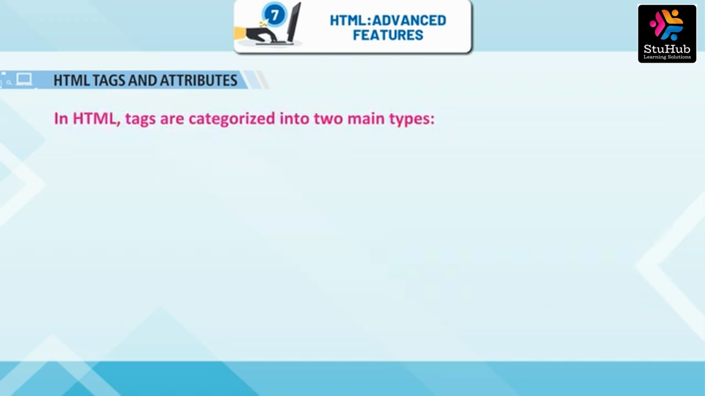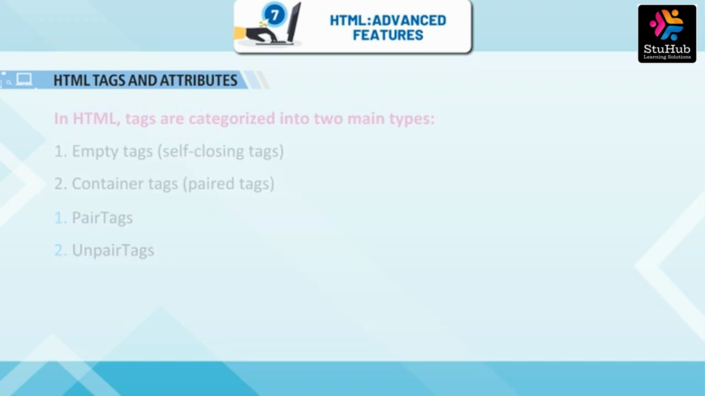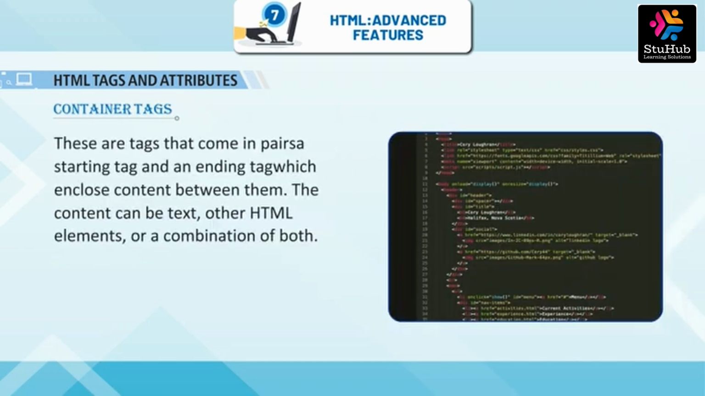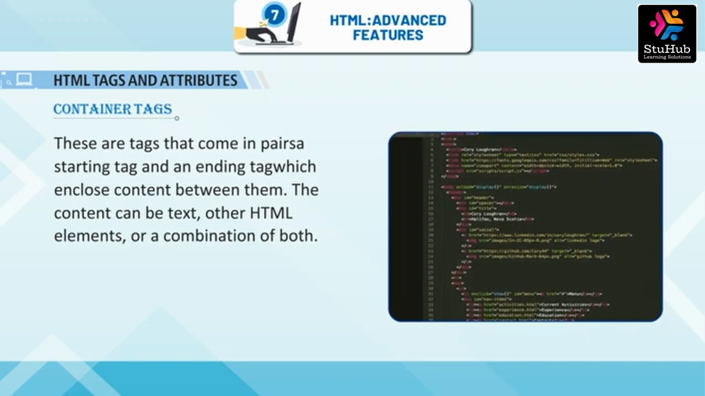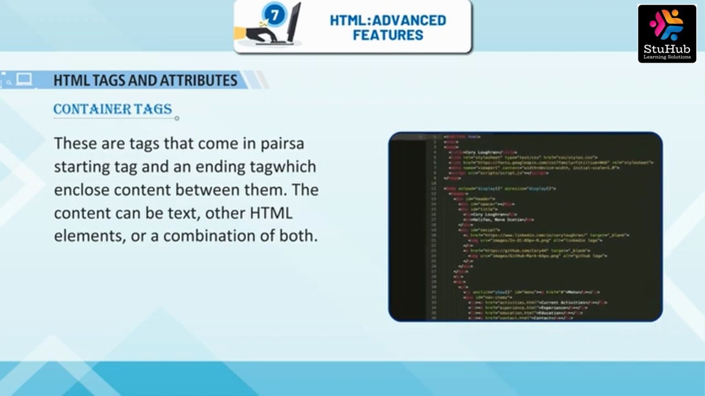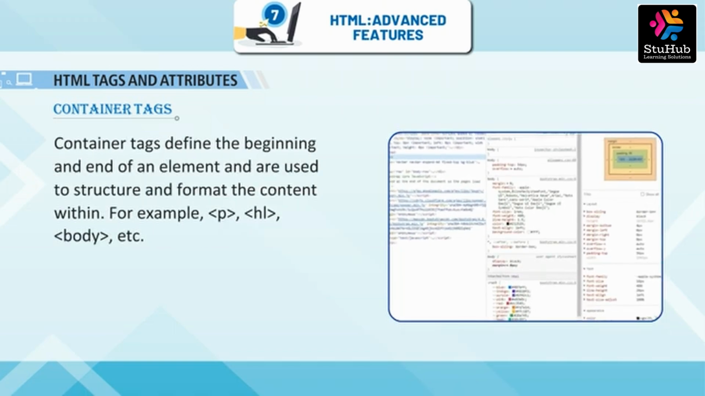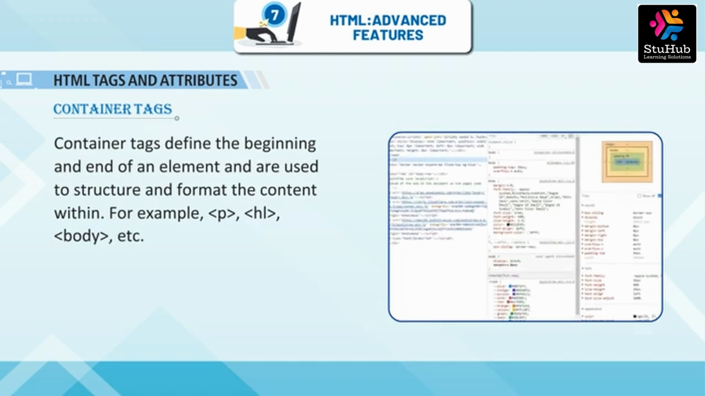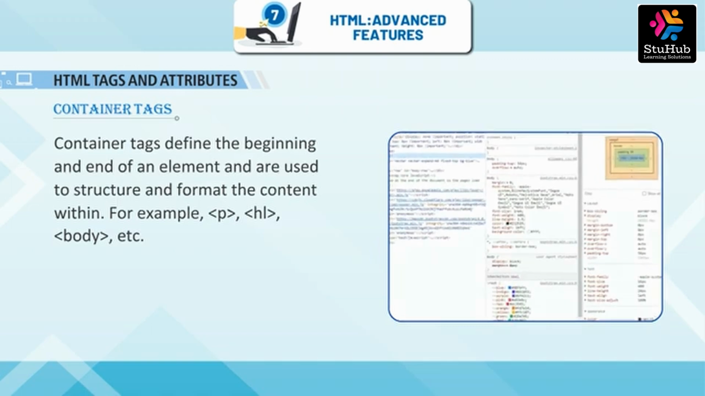In HTML, tags are categorized into two main types. 1. Empty tags, self-closing tags. 2. Container tags, paired tags. 1. Pair tags. 2. Unpaired tags. Container tags. These are tags that come in pairs, such as a starting tag and an ending tag, which enclose content between them. The content can be text, other HTML elements, or a combination of both. Container tags define the beginning and end of an element and are used to structure and format the content within. For example, P tag, H1 tag, body tag, etc.